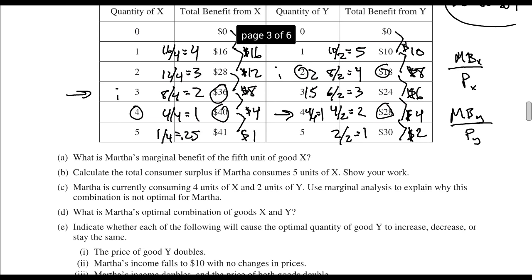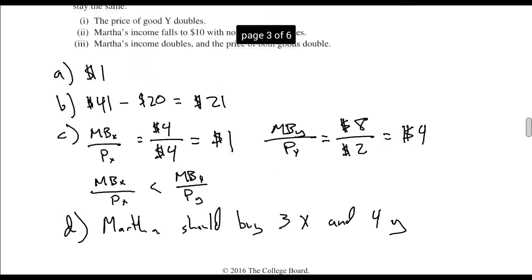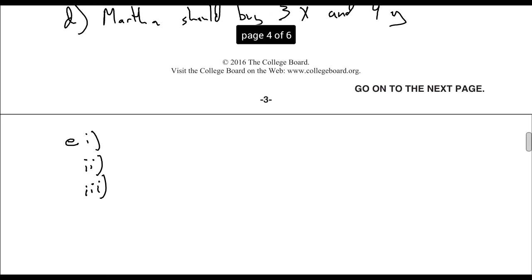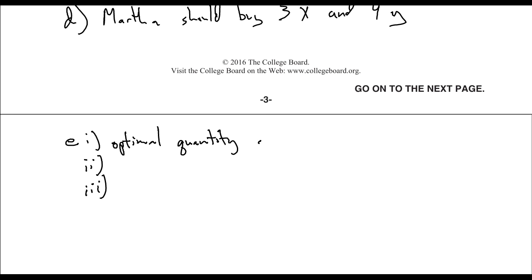You know, the marginal benefit per dollar is shrinking when that price increases, so I'm going to decrease the amount of Y that I would want to buy. So the optimal quantity of Y would decrease.